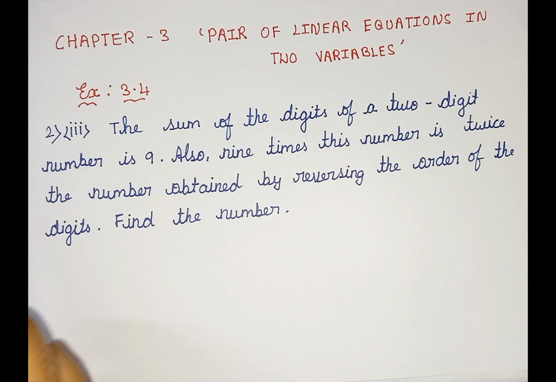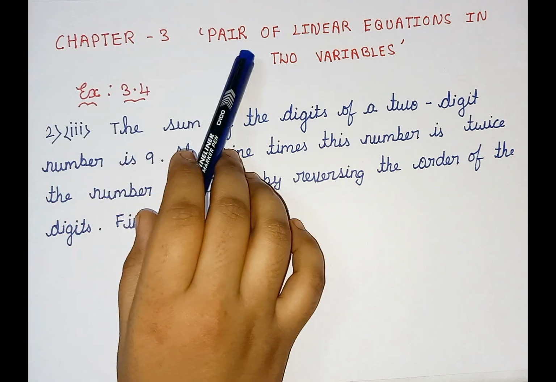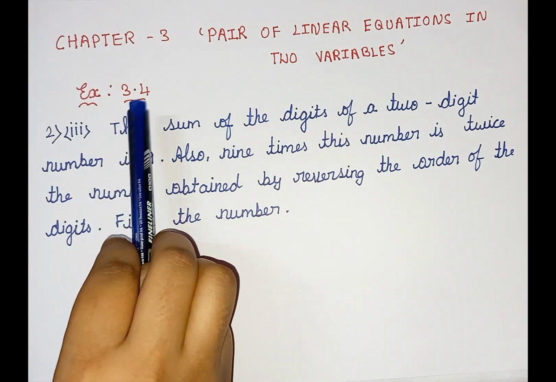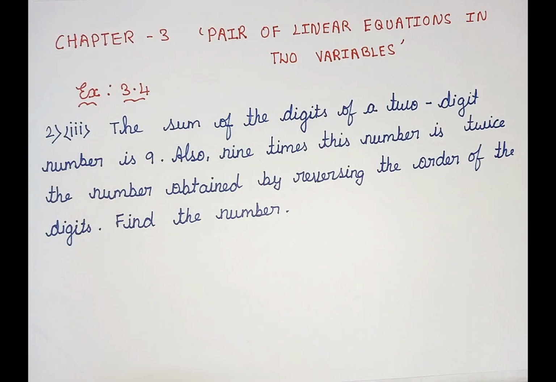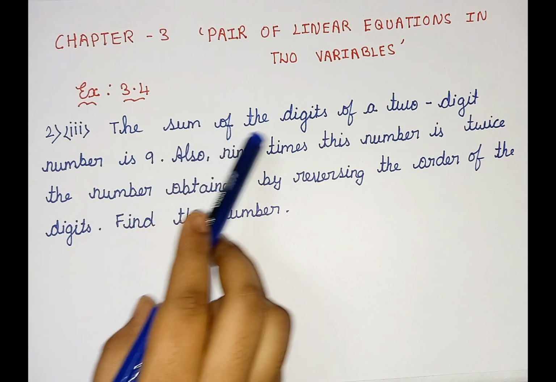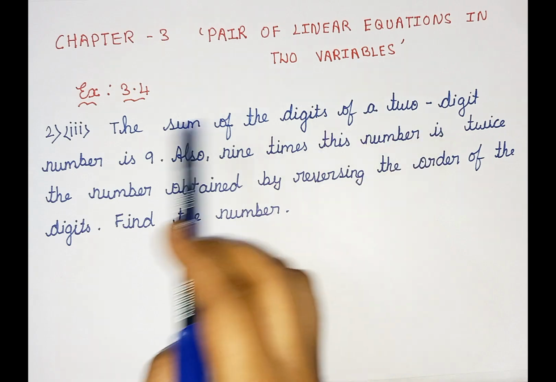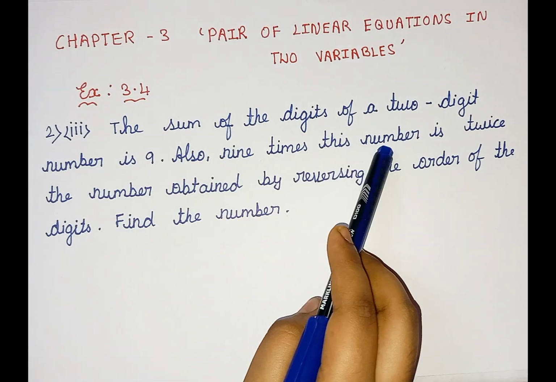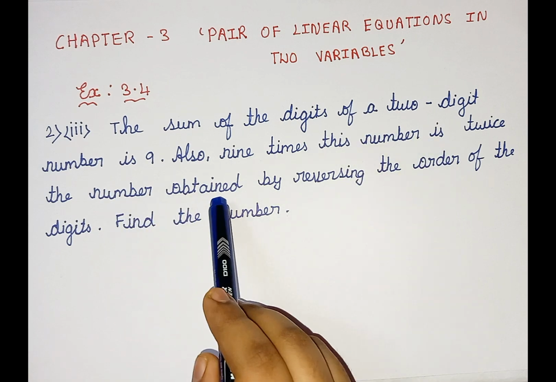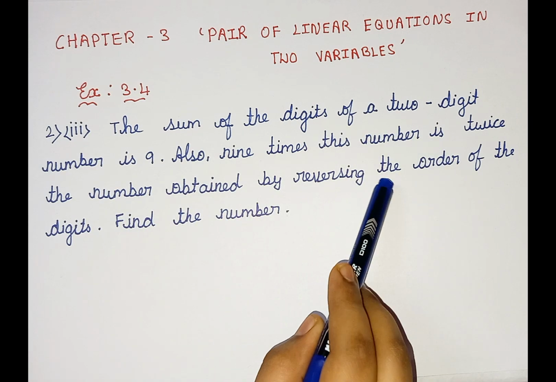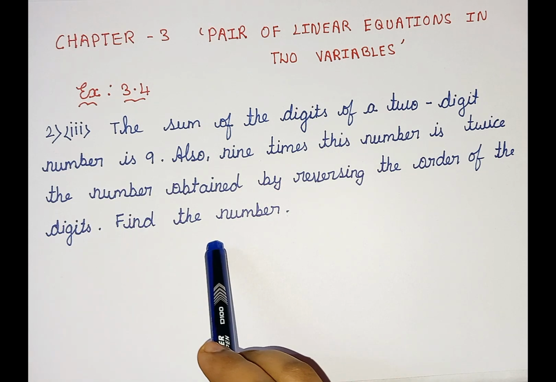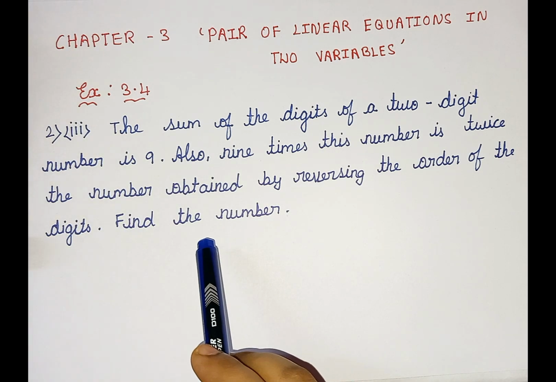Today we are going to be learning Chapter 3, Pair of Linear Equations in Two Variables, Exercise 3.4, second question, third subdivision. Alright, now let's read the question. The sum of the digits of a two-digit number is 9. Also, 9 times this number is twice the number obtained by reversing the order of the digits. Find the number.